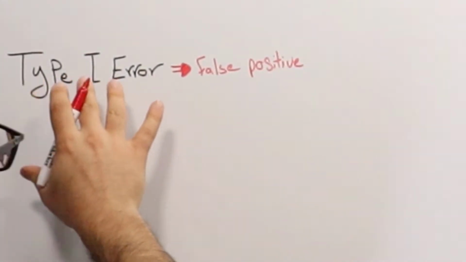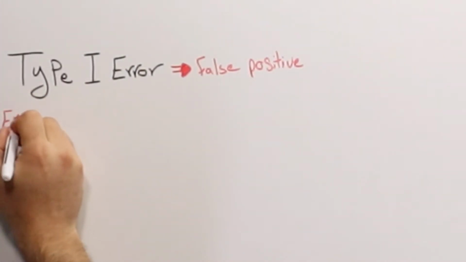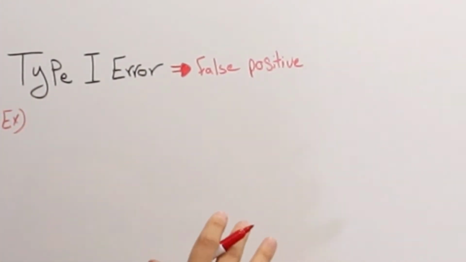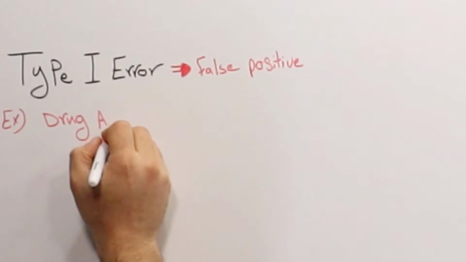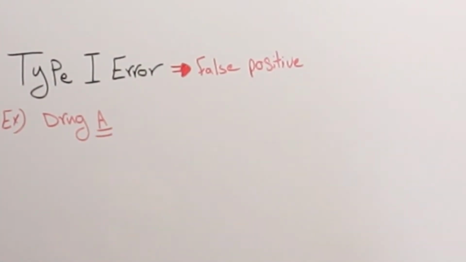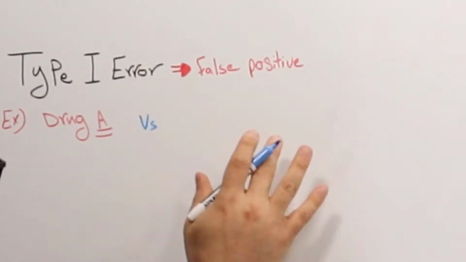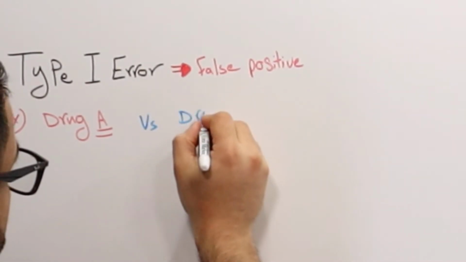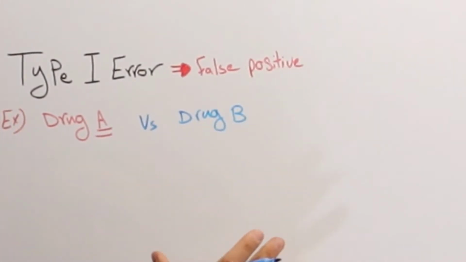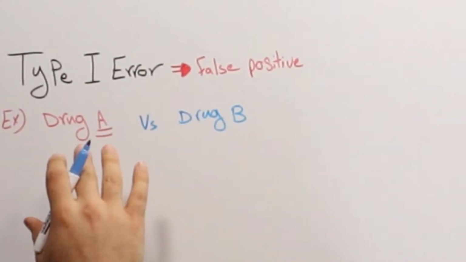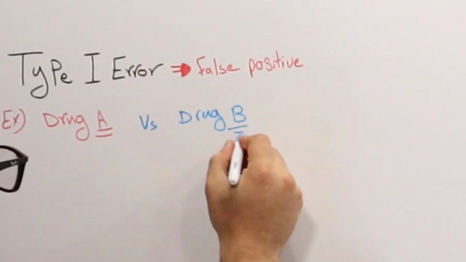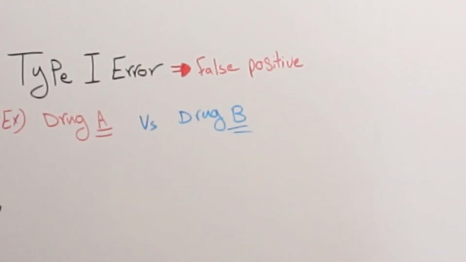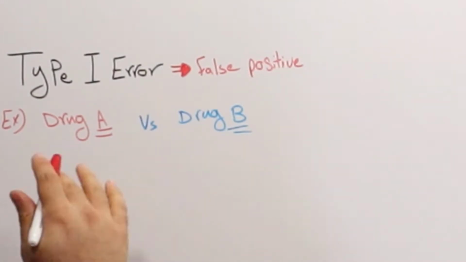To better understand what type 1 error is, let's take this example. We have the researcher, they're working on a drug called drug A, versus another drug that already exists in the market called drug B. In this study, they were able to prove that drug A, their medication, is better than drug B, the one that already exists in the market. And that was due to an incorrect mathematical error.